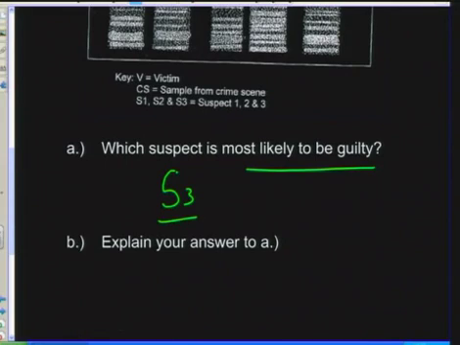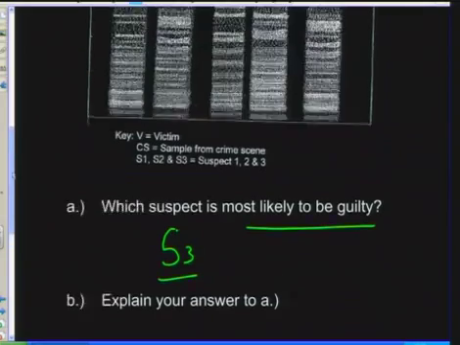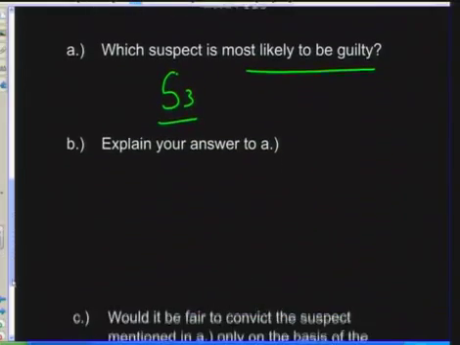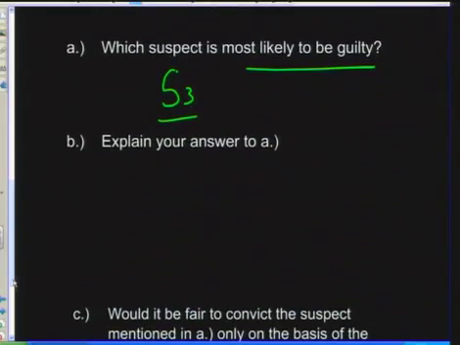Okay, explain your answer, because we said that if we compare the banding patterns, guys, we can clearly see that there is an exact match, band for band, so the samples match, and hence suspect 3 could be related to the sample. The sample matches suspect 3. Okay, so we've explained that it matches.